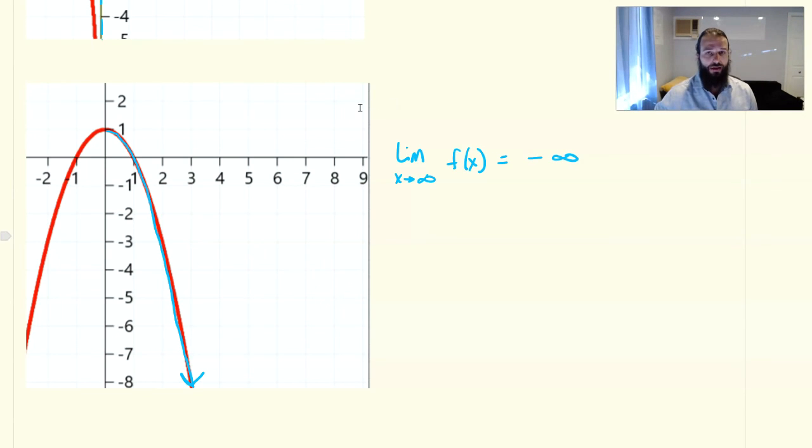So those are three graphical examples. In our next video, we're going to tackle some algebraic examples.